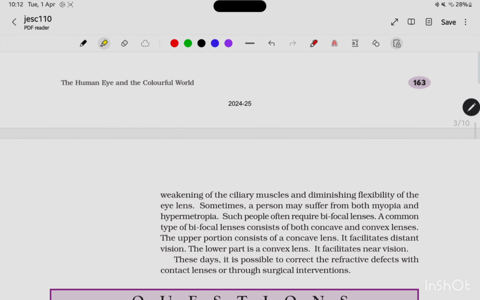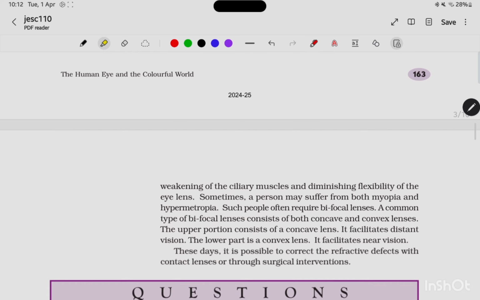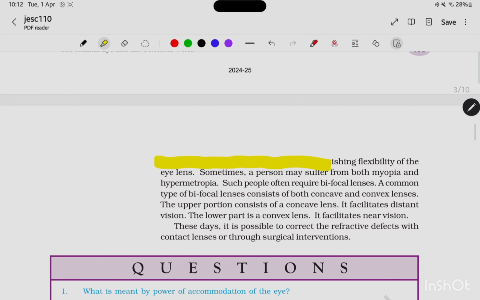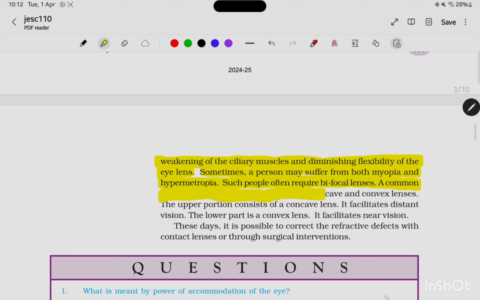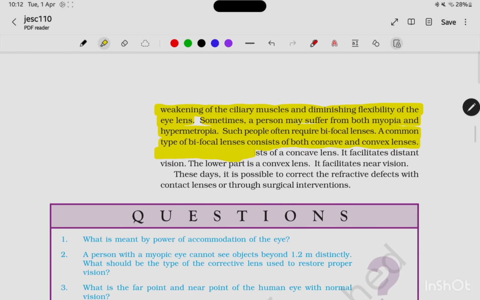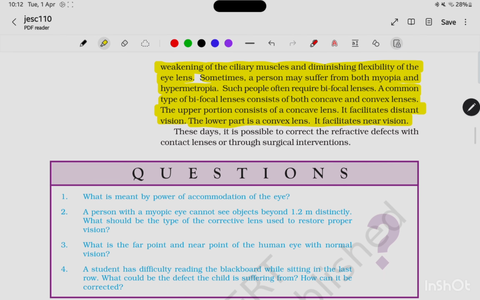It arises due to the gradual weakening of the ciliary muscles and diminishing flexibility of the eye lens. Sometimes a person may be suffering from both myopia and hypermetropia, like my mom and dad. Such people often require bifocal lenses. A common type of bifocal lenses consists of both concave and convex lenses. Now, the upper portion consists of a concave lens. It facilitates distant vision, and the lower part is a convex lens. It facilitates near vision.